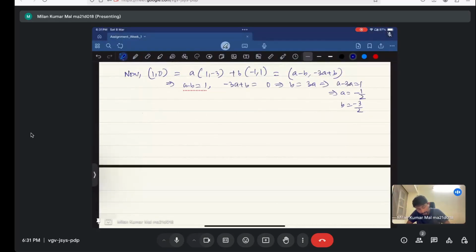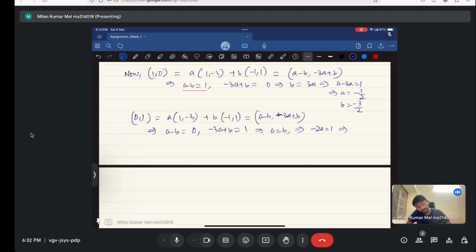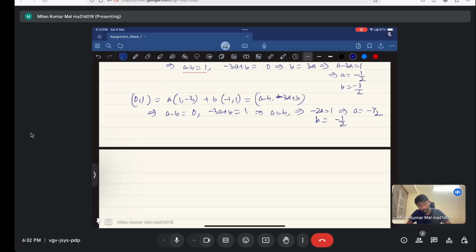And similarly, if one wants to find (0,1) in terms of a(1,-3) plus b(-1,1), that is equal to (a - b, -3a + b), then one will get a - b equals 0 and -3a + b equals 1. Therefore a equals b, and this will give -2a equals 1. This will give a equals -1/2, and b, as a equals b, will also be -1/2.